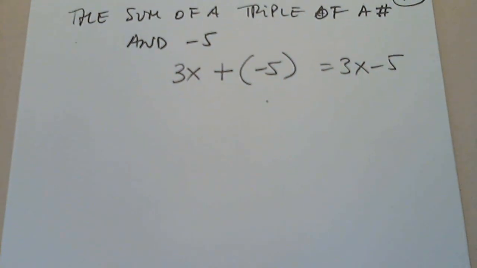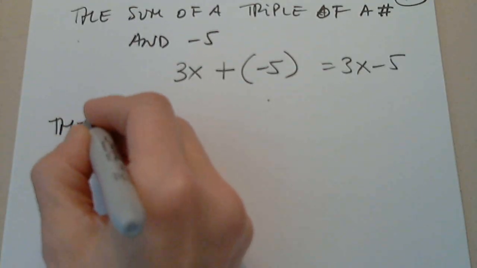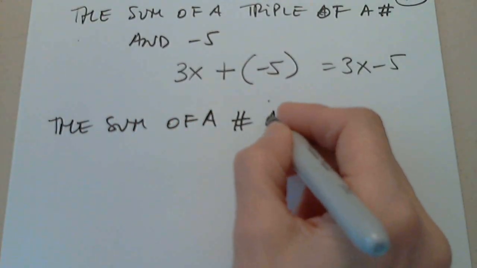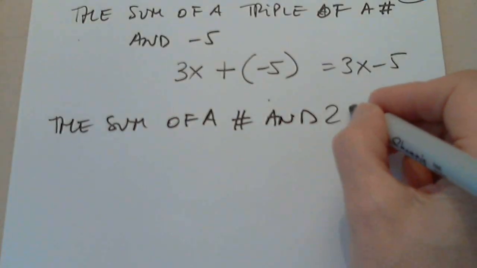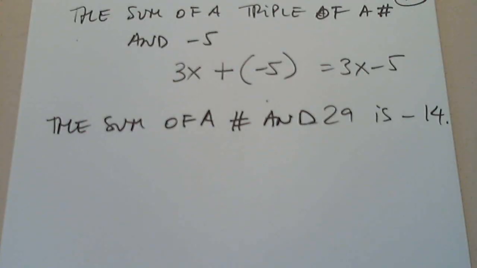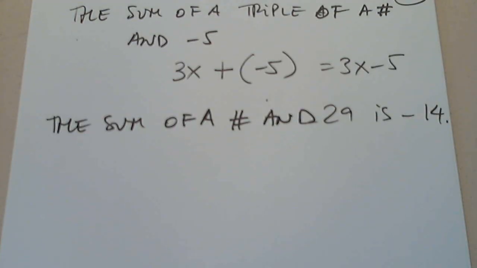Okay. The sum of a number and 29 is -14. The sum of a number and 29 is -14.